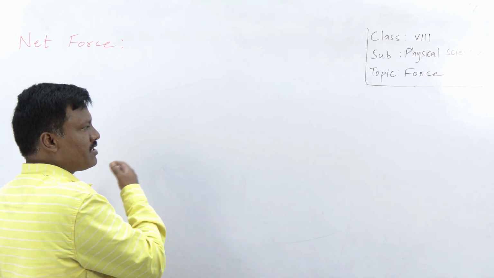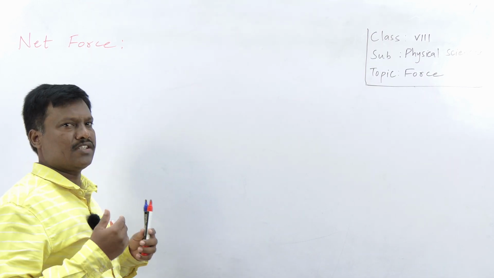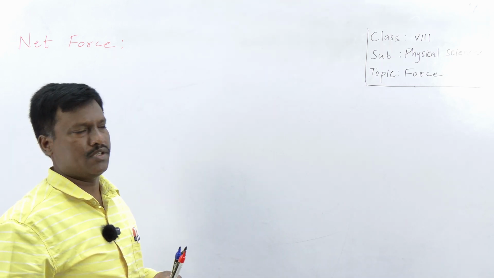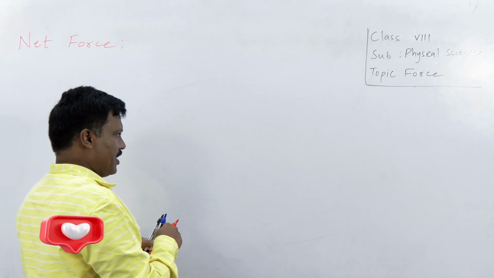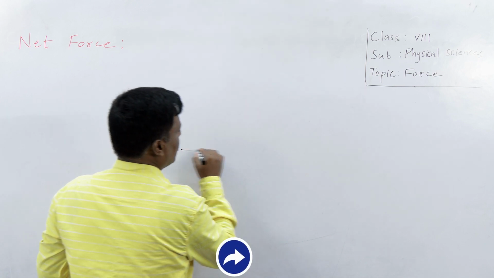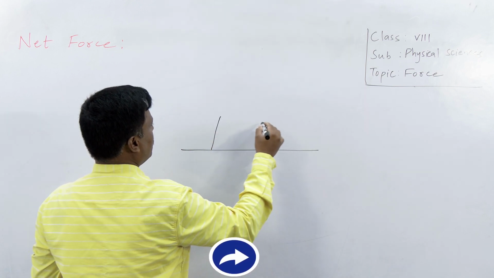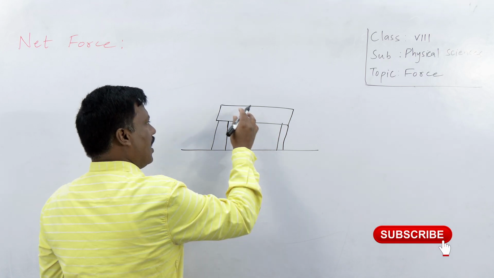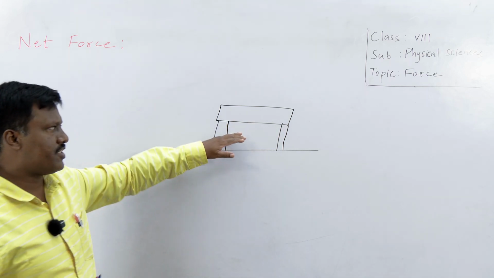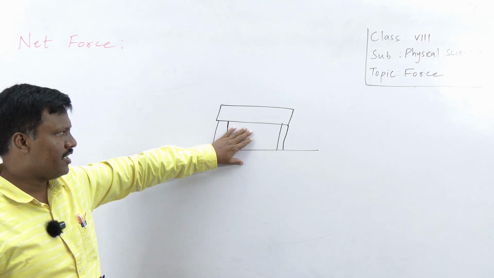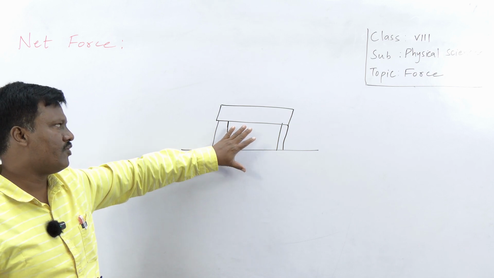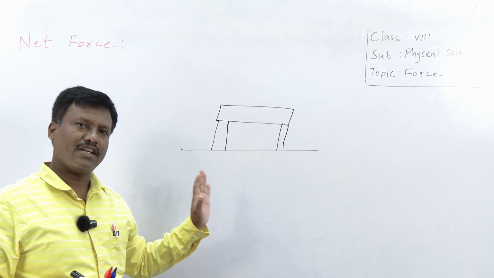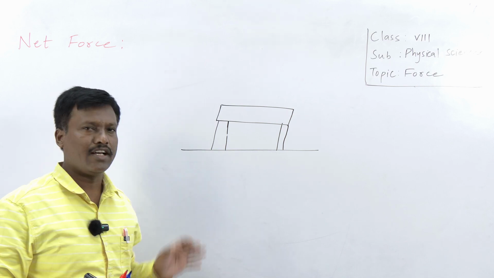That is why we have discussed previously normal force, tension force, gravitational force, all those kinds of forces. Here this is the floor, and here we have the table. The table seems to be at rest, and it seems there are no forces acting on it. But in reality there are forces exerting on this table.